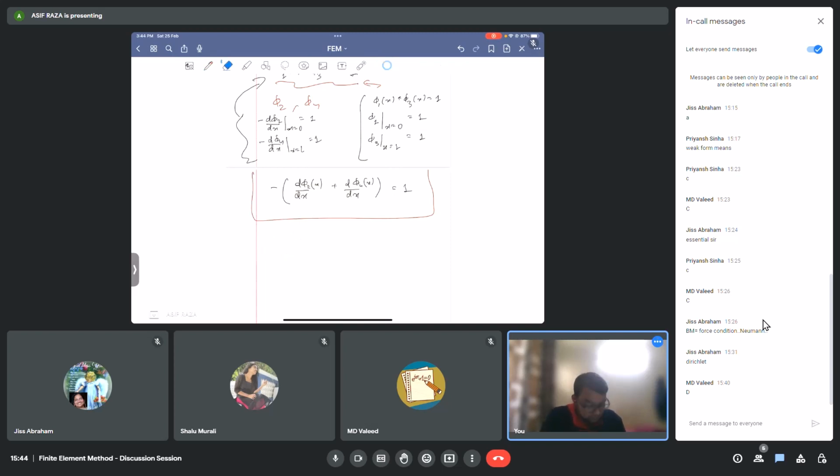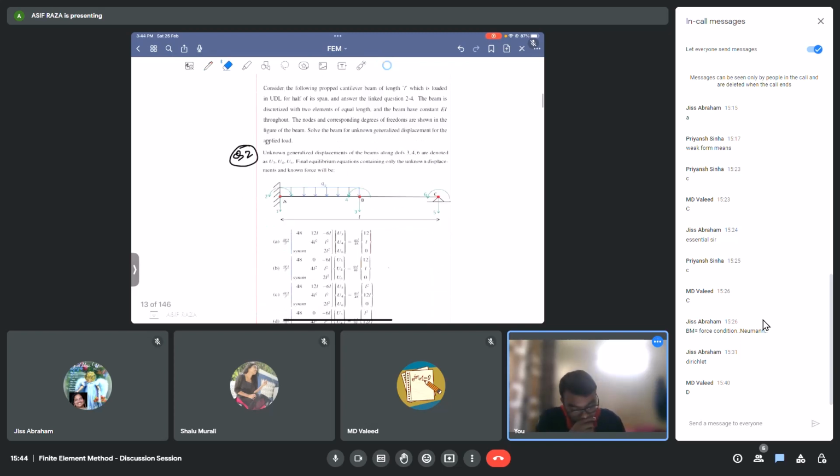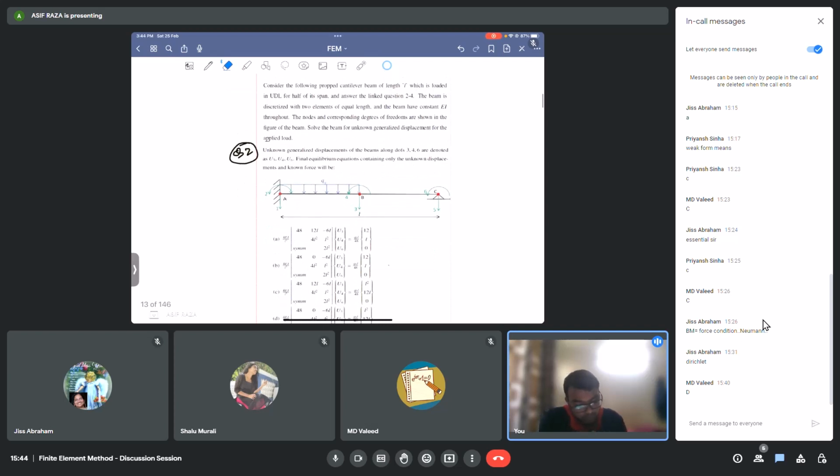Okay, moving on to the next question. Consider the following propped cantilever beam of length L, which is loaded with a UDL for half of its span, and answer the linked questions 2 to 4. The beam is attached with two elements of equal length, and the beam has constant EI throughout. The nodes and corresponding degrees of freedom are shown in the figure of the beam. Solve the beam for the unknown generalized displacement of the applied load.